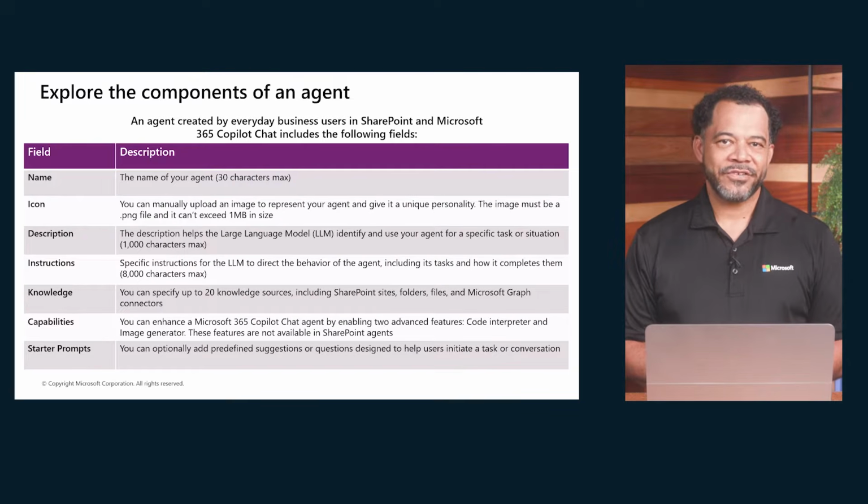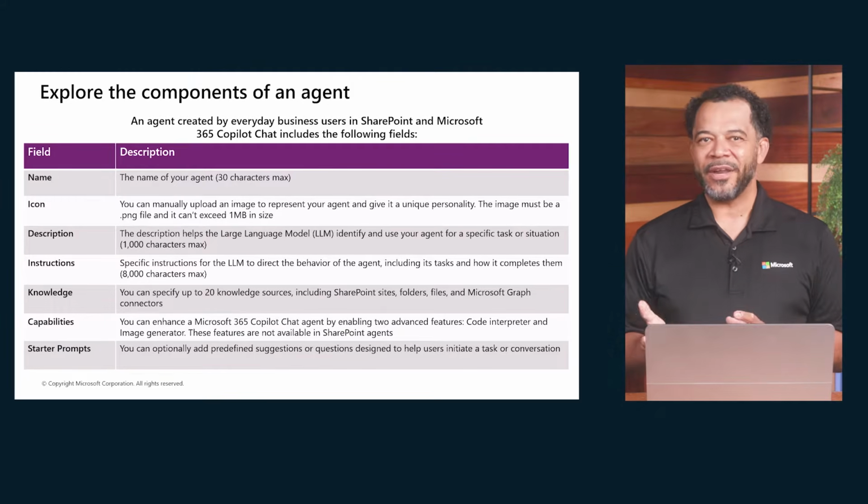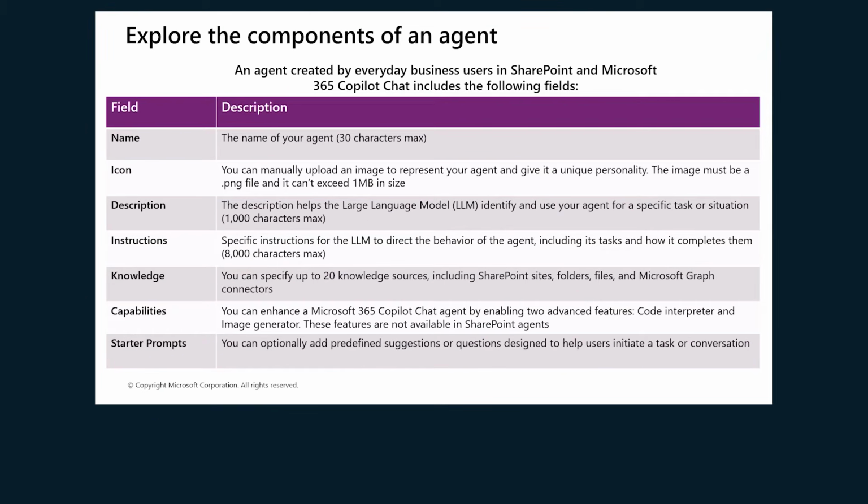When it comes to building agents in Microsoft 365 Copilot Chat or SharePoint, it's not just about clicking a button and hoping for the best. There's a structure behind every agent, a set of components that define how it behaves, what it knows, and how it interacts with users. Understanding these components is key to creating agents that are not only functional, but genuinely helpful. Let's start with the basics.